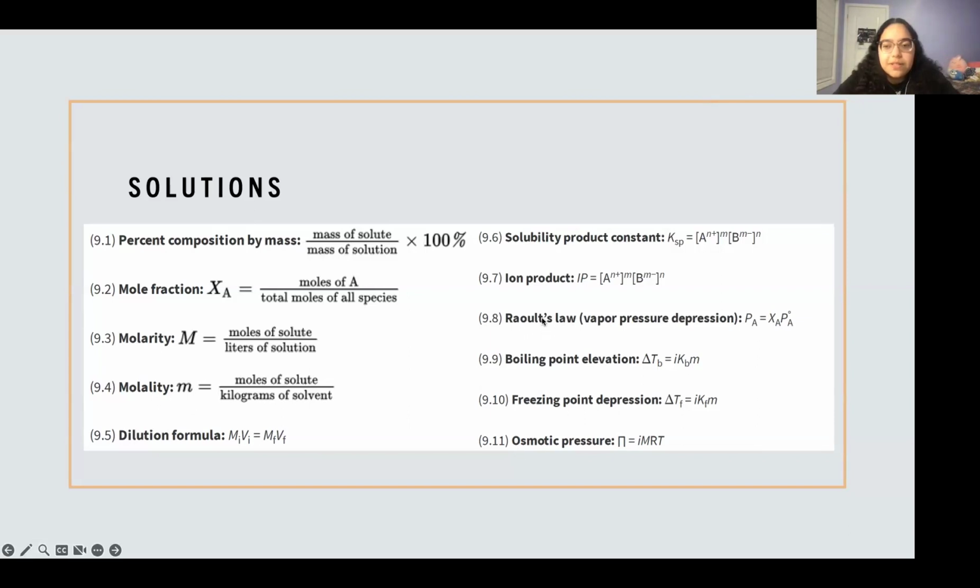There's also some of these other ones: boiling point elevation, freezing point depression, and osmotic pressure. Those are less common, but it's good to know. I in all of those is the Van 't Hoff factor. And then you have your constants for boiling or freezing, Kb, Kf, and then the mass. So those might be equations you run into that would just show the change in temperature at the boiling point or freezing point.